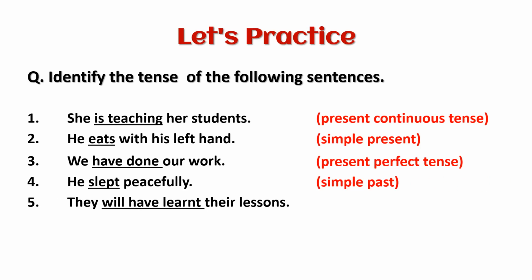Last sentence. They will have learnt their lessons. What is the verb here? Will have learnt. Now you notice here we have the helping verb as will have, and we have the verb in the third form. So what is the tense? It is future perfect tense.